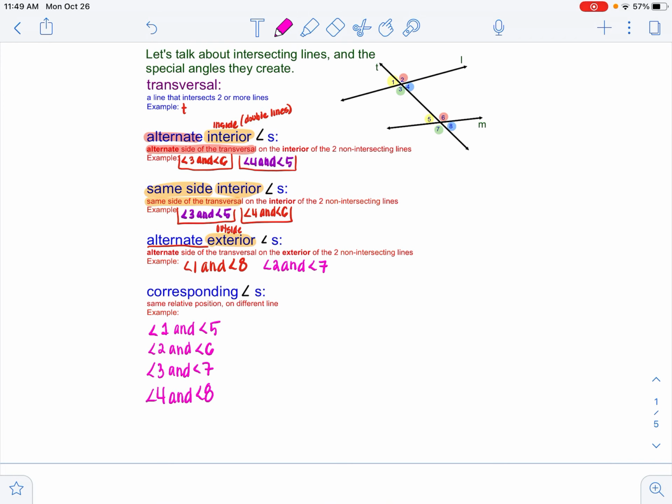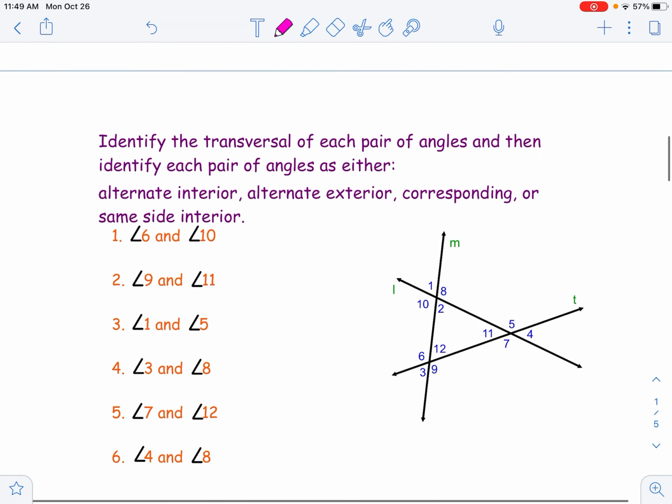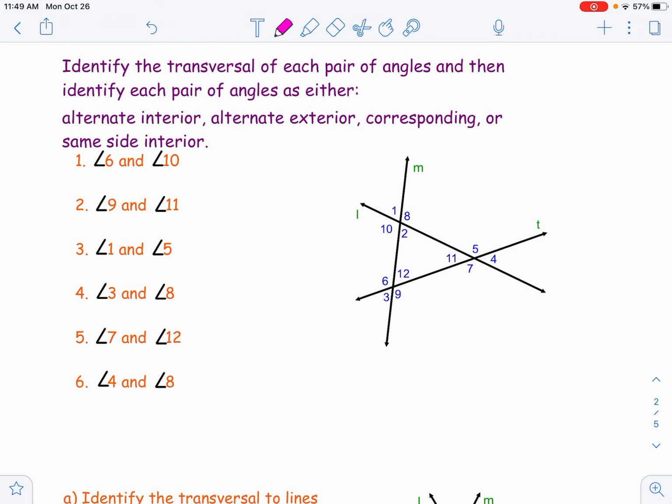So there's our vocabulary for our angles. All right, so now what we're going to do is identify the transversal of each pair of angles, and then identify each pair of angles as either alternate interior, alternate exterior, corresponding, or same side interior.